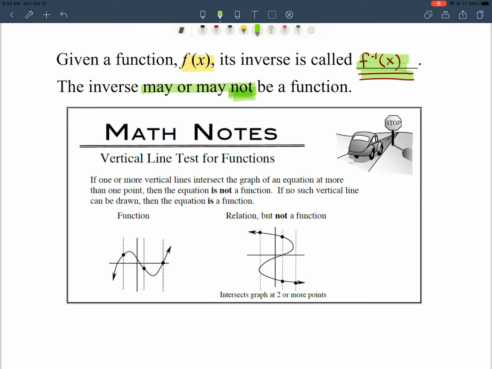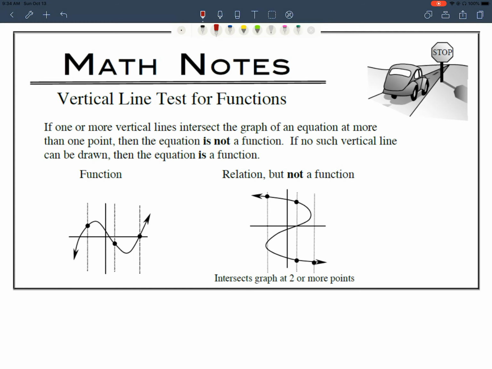In order to be able to tell this, we usually would try to do our vertical line test. So on this here it says, if one or more vertical lines intersect the graph of an equation at more than one point, then the equation is not a function. If no such vertical line can be drawn, then the equation is a function. So for instance, we have an example here. Now remember, functions are relations. All functions are relations, but not all relations are functions.